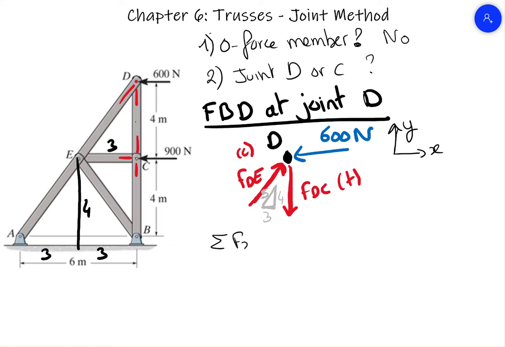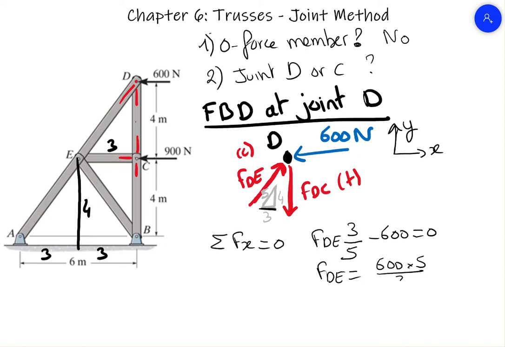The sum of the forces on X is equal to 0. That gives us FDE times 3 divided by 5, minus 600, equal to 0. So FDE is equal to 600 times 5 divided by 3, so FDE is equal to 1000 Newton. And as we said, it's compression. So we know it is 1000 Newton in compression, with this one in this direction and this one in this direction. That's your FDE.